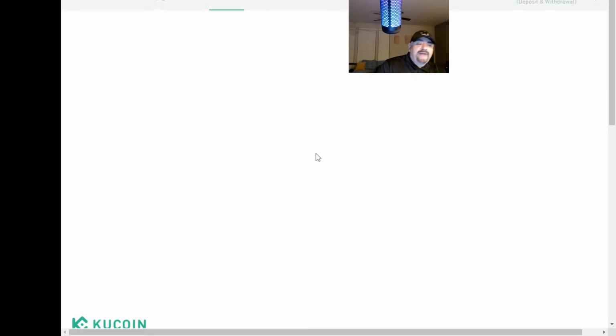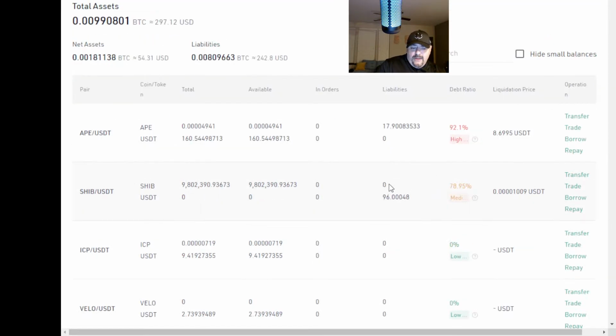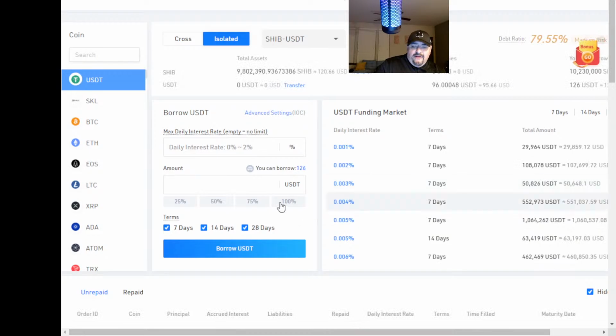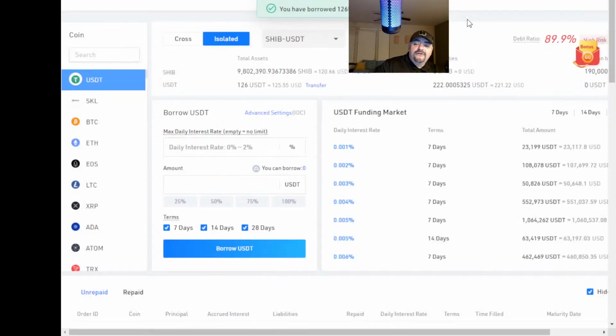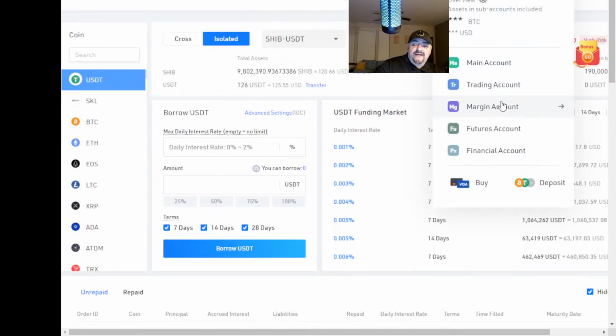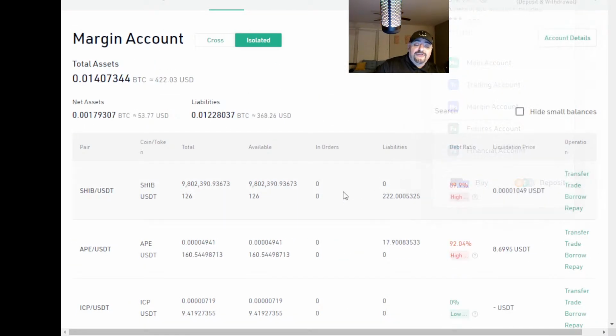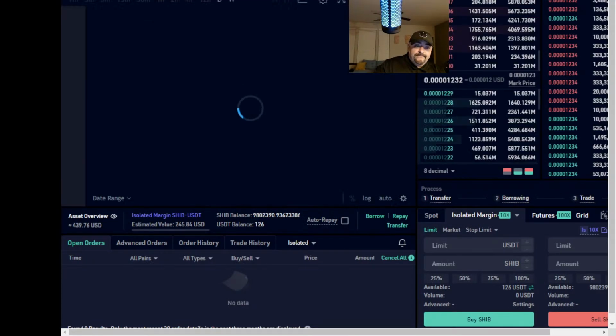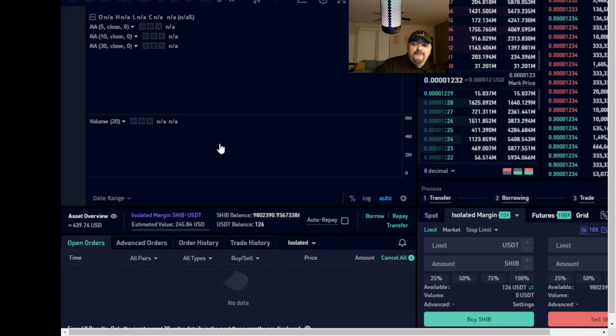So let me show you how to double down on your play here. All we would do is take this 78%, hit borrow, because we can borrow up to 90%. So look at this, I can borrow $126. I can take that $12 that I made, use the 10x option, borrow $126 more of USDT, and apply this pressure to SHIB. Now I can hit trade, and see here in the totals I have another $126. So when I borrowed the USDT, I'm going to show you this.